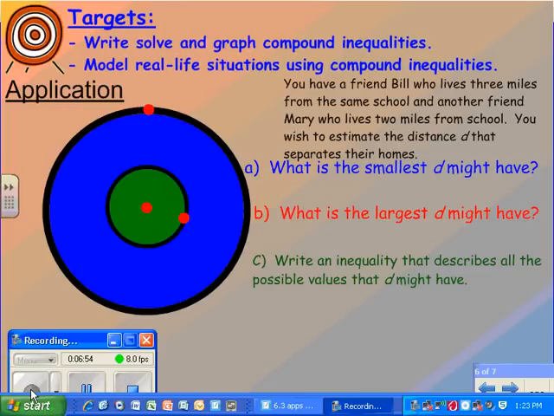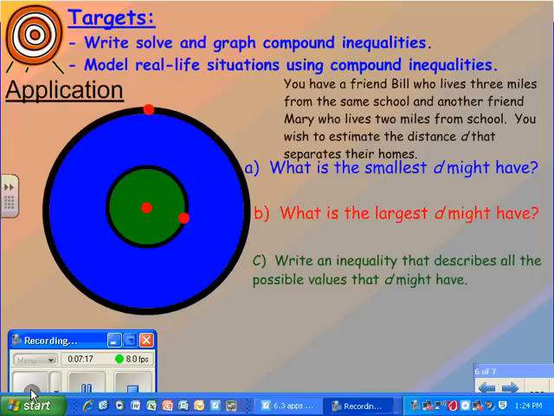So our next compound inequality: we have a friend, Bill, who lives 3 miles from the same school as another friend, Mary, who lives 2 miles from the school. You wish to estimate the distance D that separates their homes. So the first question, A: what is the smallest distance D we might have?